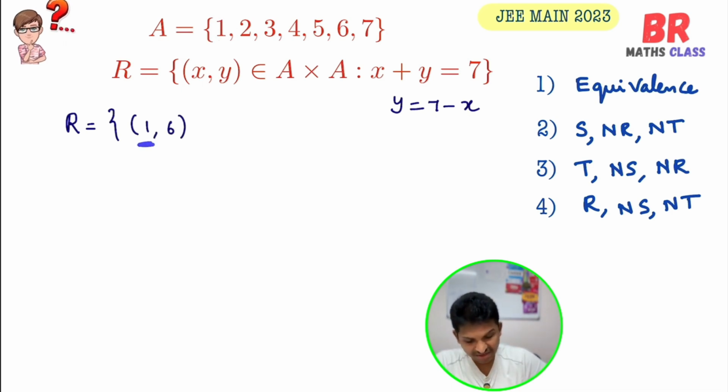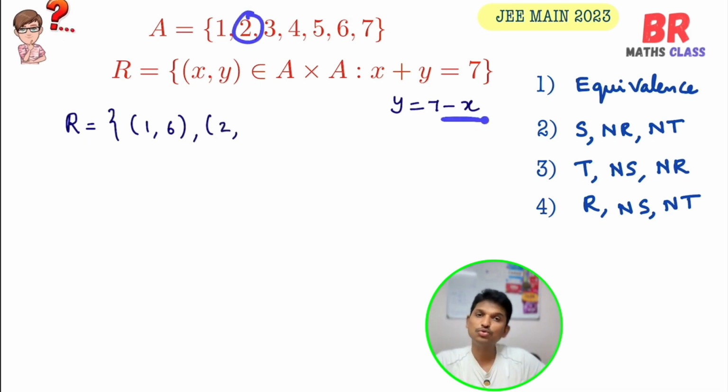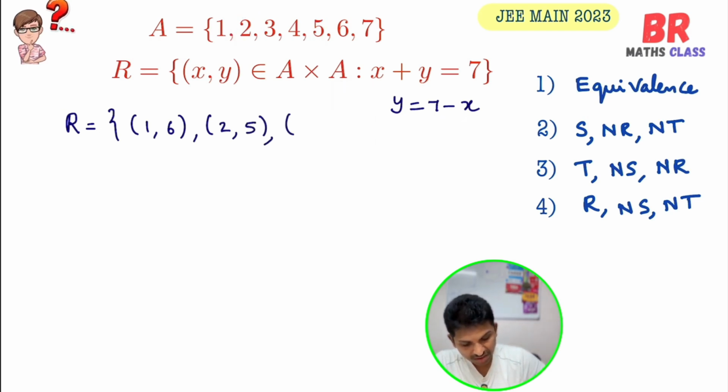You see, 1 is there in set A, and when I substitute in this, it satisfies. 1 plus 6 is 7. Okay. Now you take x is 2. Substitute x equal to 2. 7 minus 2 is 5. 5 also must be in set A, right? 5 is there. Okay. (2, 5). Okay. You take x is 3. Put x equal to 3 in this. 7 minus 3 is 4.